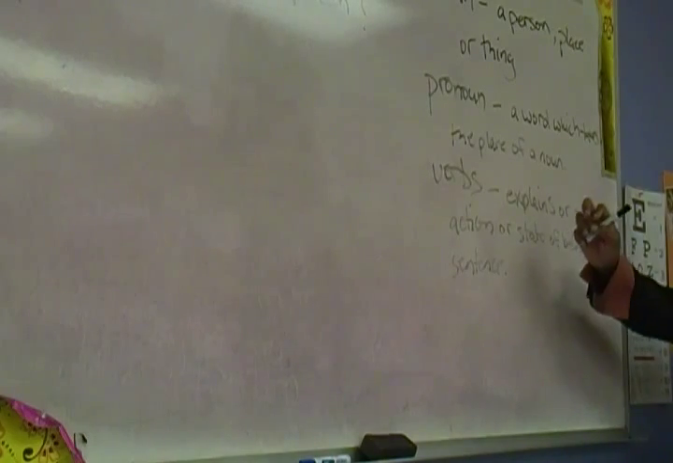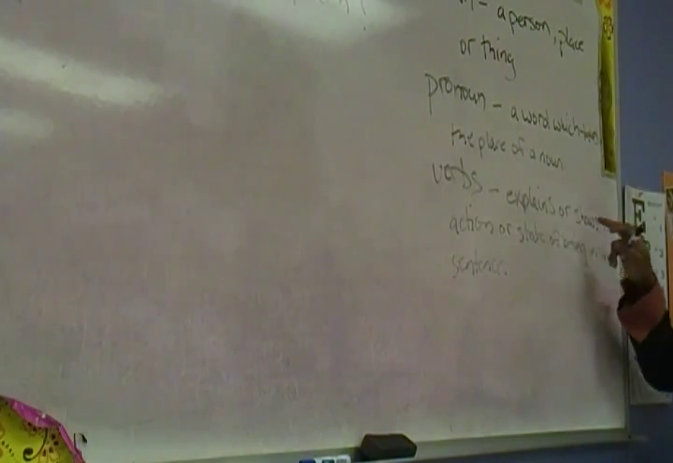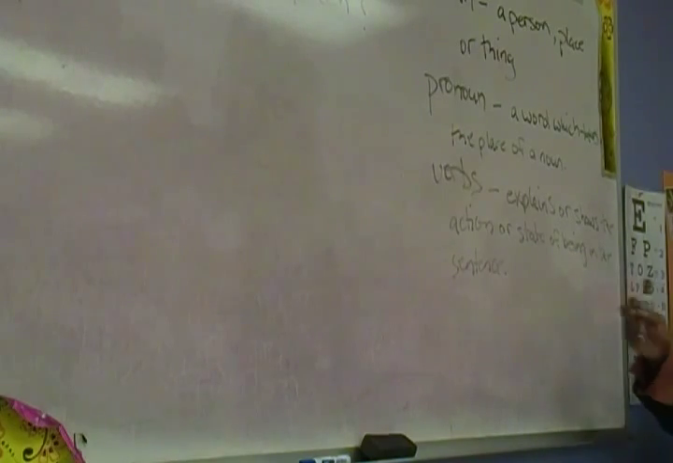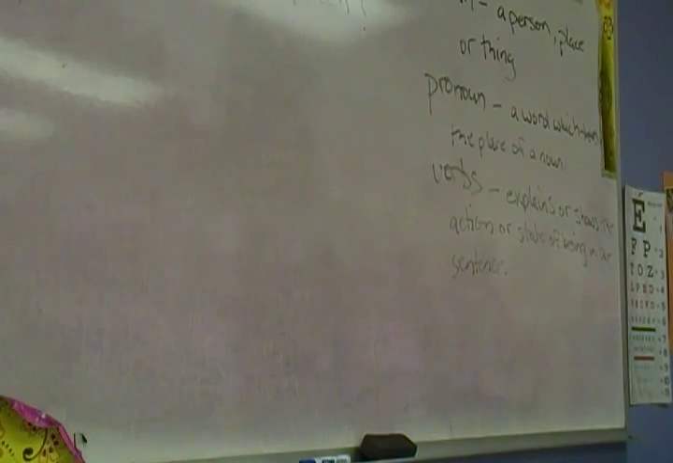All right. So look, we're talking about verbs. A verb explains or shows the action or state of being in the sentence. So if I say, Francine enjoys learning, what is the action that she's doing? Learning. And the state of being is enjoys. Some people might think enjoys is an action, some might not, but that's how she feels. She's enjoying learning. She's getting her information, all right?